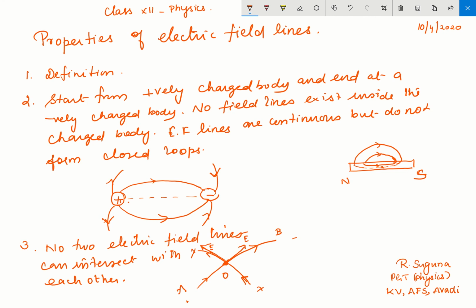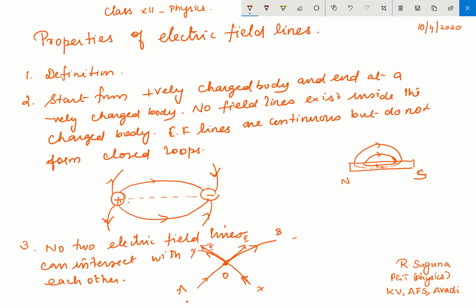Therefore, at O, there are two directions for the electric field, correct? There are two directions for the electric field, which is not possible. At one point, the direction of the electric field can be only one. If two electric field lines intersect each other, at the point of intersection you would have two directions for the electric field, which is not possible. Is it clear?